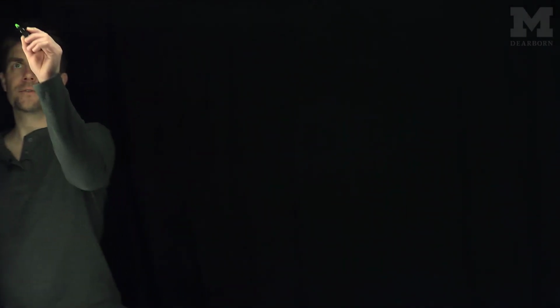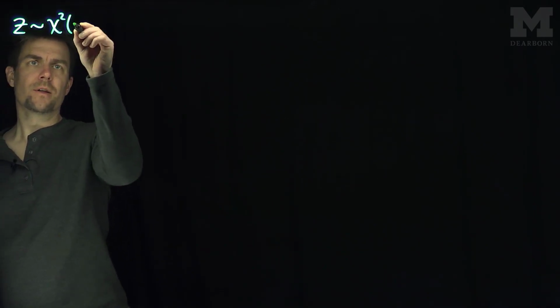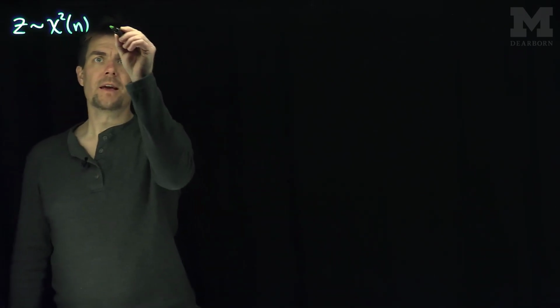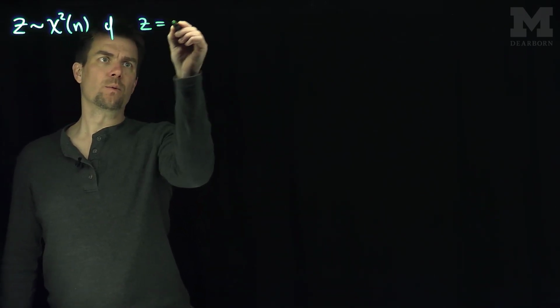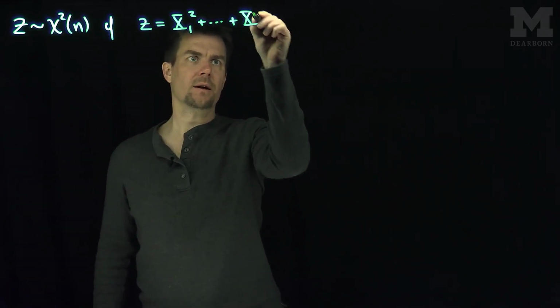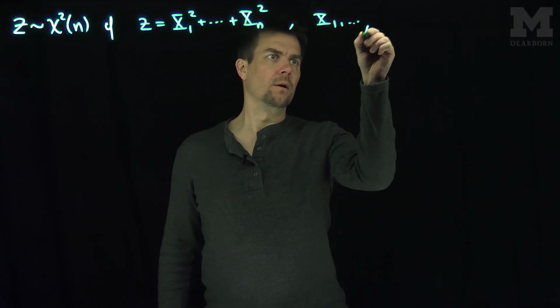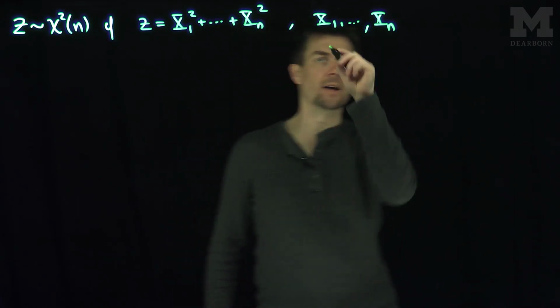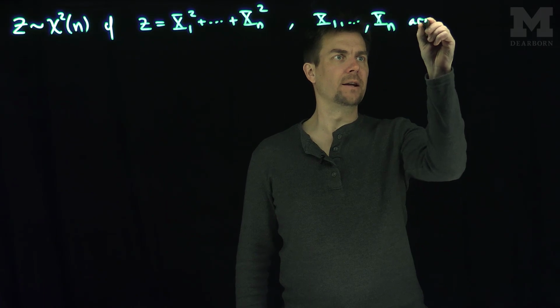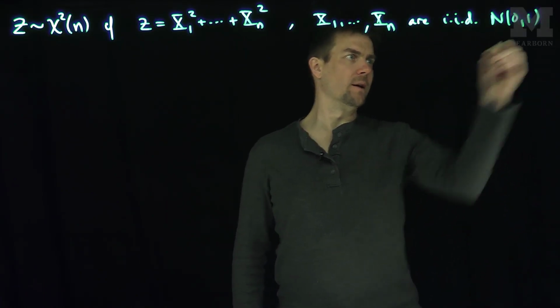Hello students, in this video we'll continue our discussion with chi-squared random variables. Recall from our last video that Z is chi-squared with n degrees of freedom if Z is equal to X1 squared plus ... plus Xn squared, where X1 through Xn are IID normal 0, 1 random variables.